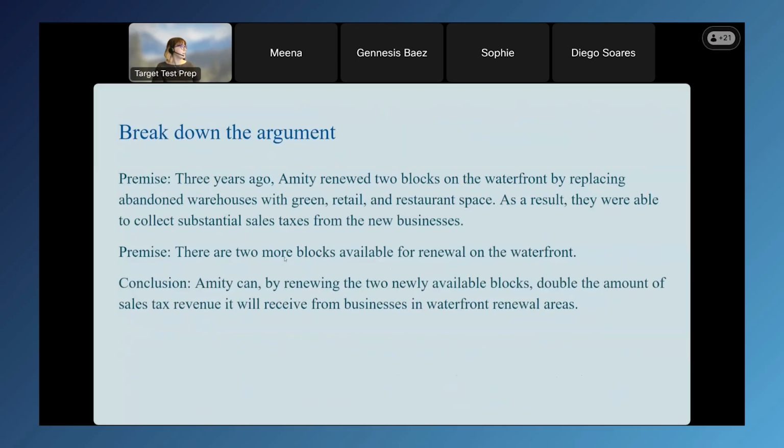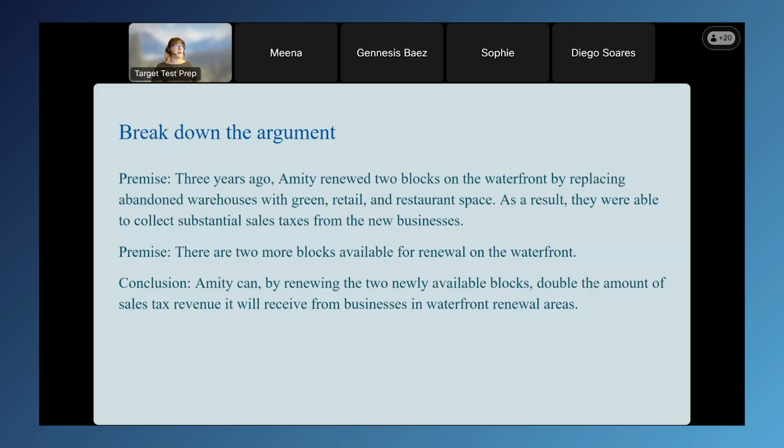So, 3 years ago, they did this thing. They replaced these old warehouses with green retail and restaurant spaces, and as a result, they were able to collect substantial sales taxes from the new businesses. Now there are 2 more blocks available for renewal on the waterfront. The conclusion is if they do the same thing that they did 3 years ago with these 2 new blocks, they will double the amount of sales tax revenue it receives from businesses in this particular waterfront renewal area.